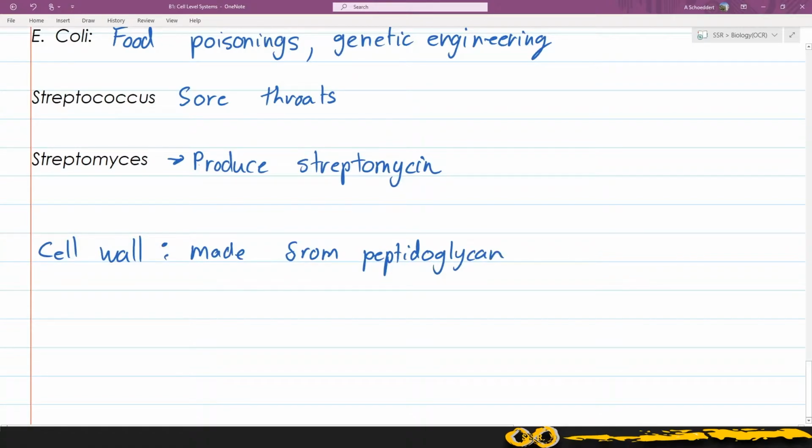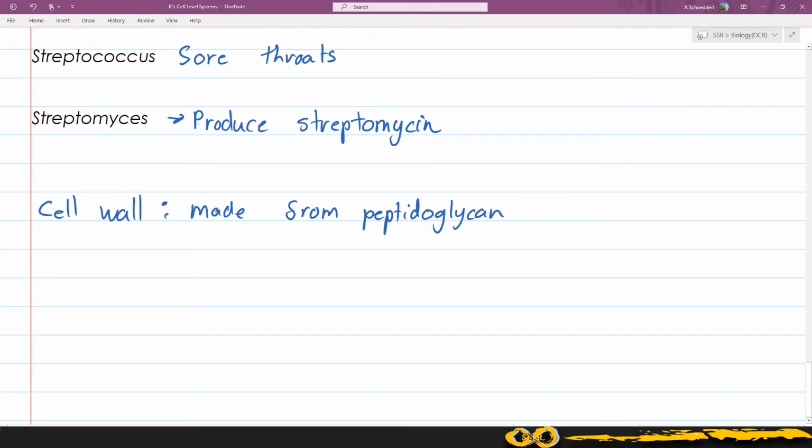And it's used for protection of the bacterial cell. They also will protect themselves with a slime capsule surrounding that cell wall. So this is for protection, but it is also for the ability to stick to surfaces.